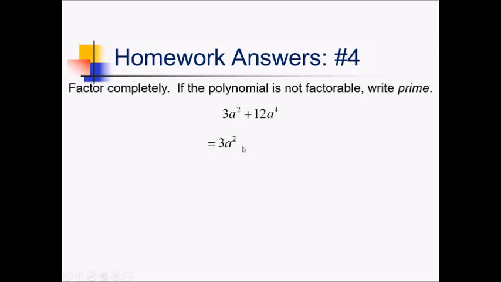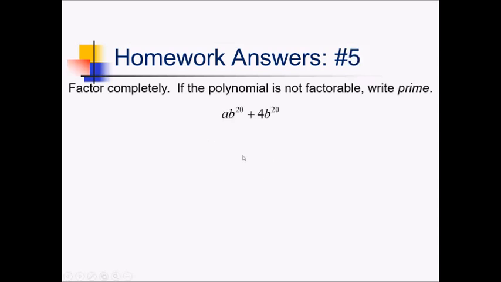And that's going to leave me, 3a squared, dividing that by 3a squared. That's going to become a 1 inside the parentheses. And then 12a to the 4th divided by 3a squared. 12 over 3 is 4. A to the 4th over a squared. Subtract the exponents. That's going to be a squared. So 4a squared altogether. And this is factored.